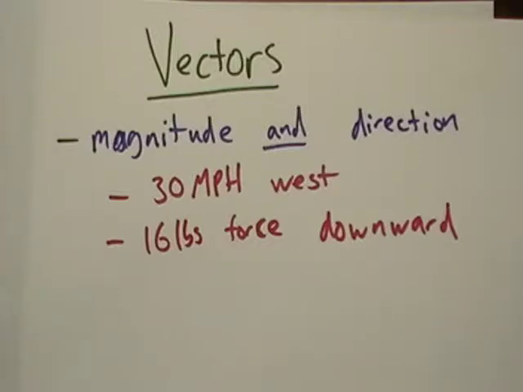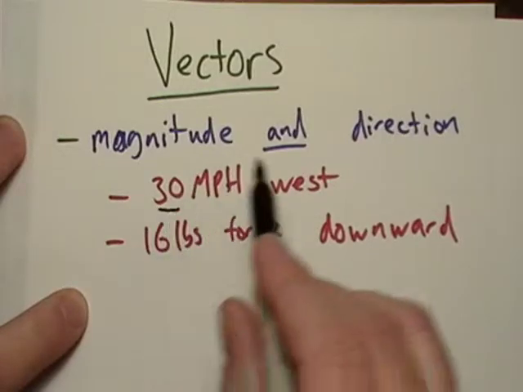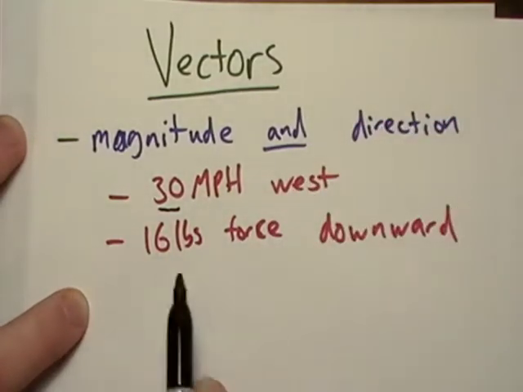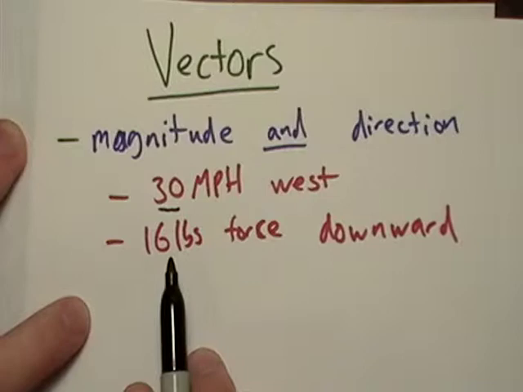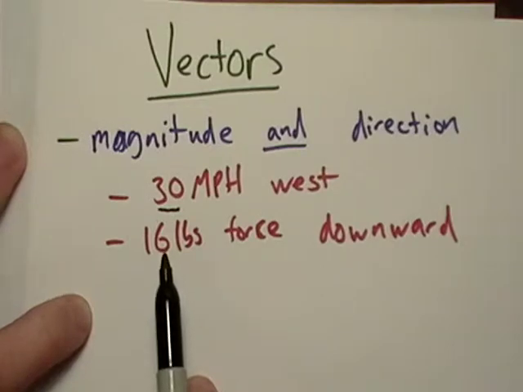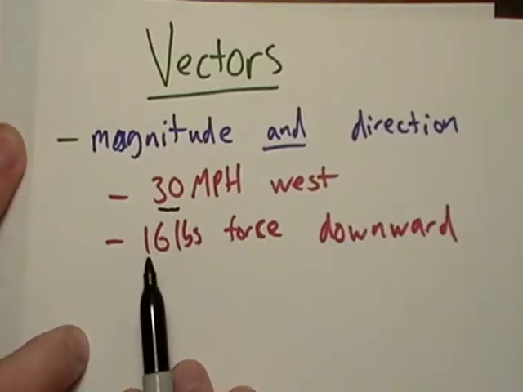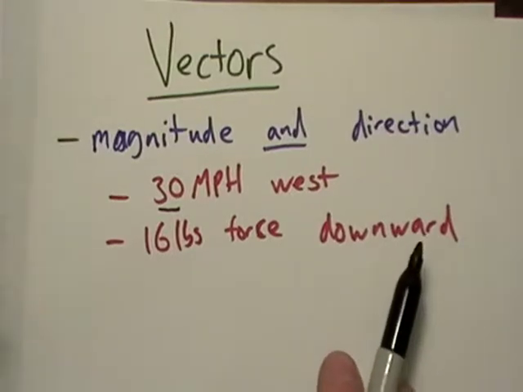Okay, here's some examples. If I'm going 30 miles an hour west, notice I've got a magnitude and a direction. If I push down on this desk with 16 pounds of force, I am applying a magnitude and a direction, which is downward.